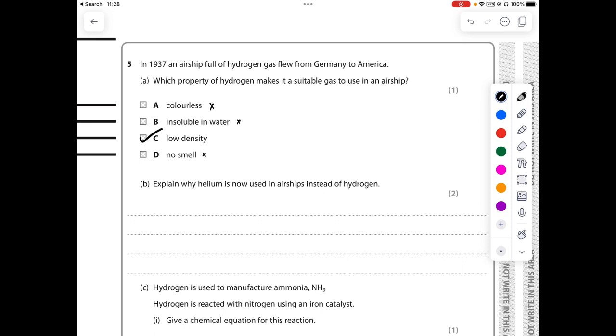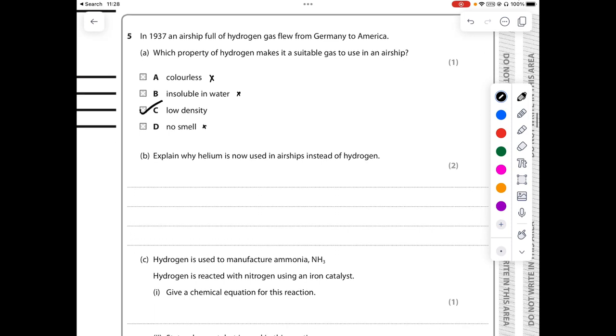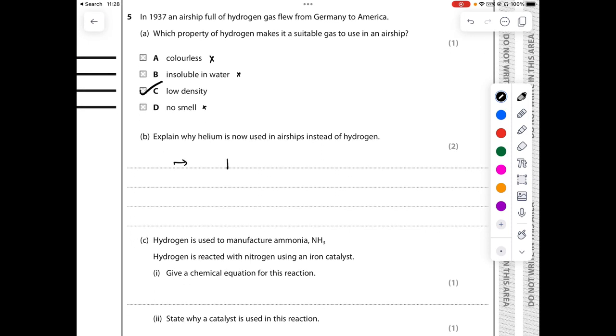Explain why helium is now used in airships instead of hydrogen. So one reason is that helium is not flammable, since it is an inert gas, and hydrogen is flammable.